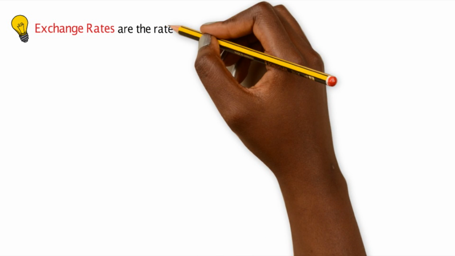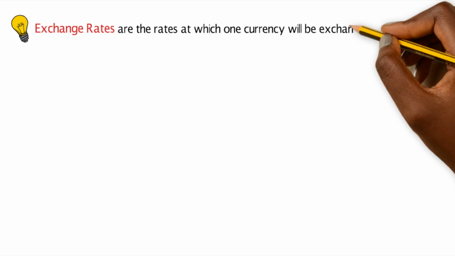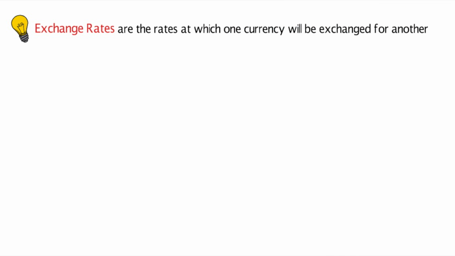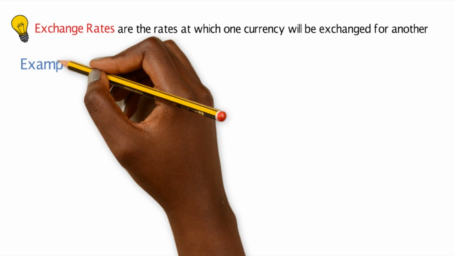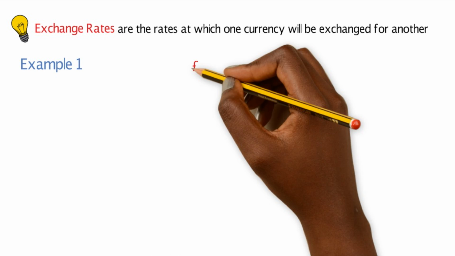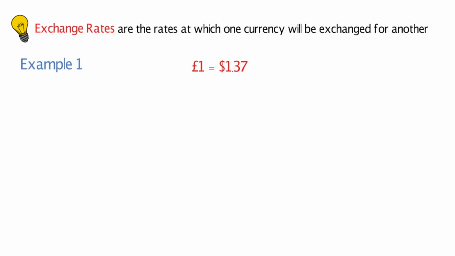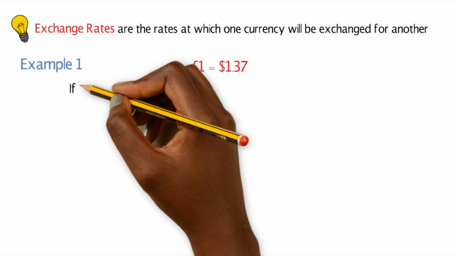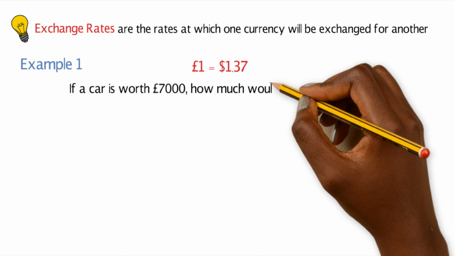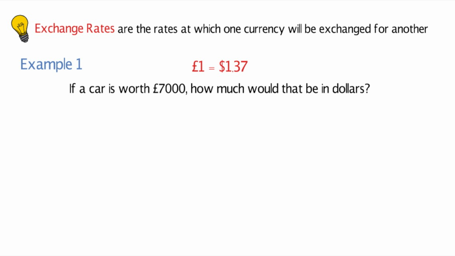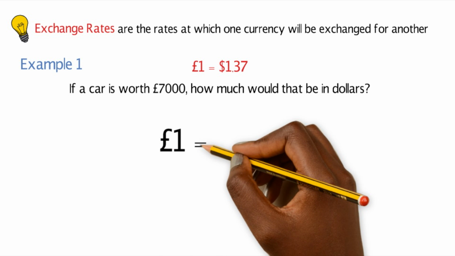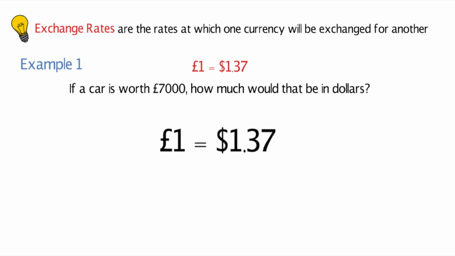So when it comes to exchange rates, long story short, it's converting from one currency to another. If we look at our first example of this video, if I have £1 and the exchange rate is that for every £1 you have $1.37, and there's a car worth £7,000, how much would it be in dollars? First thing first, always write down the exchange rate.